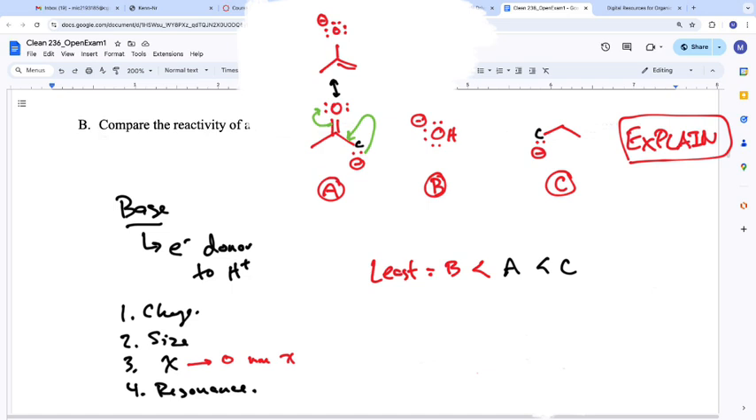Right? So if we're now comparing A to B, charge, size, electronegativity, all atom effects are all the same. We would then move to resonance. Which one of those has resonance? A. Which means C is more stable. Ooh. These two should swap.